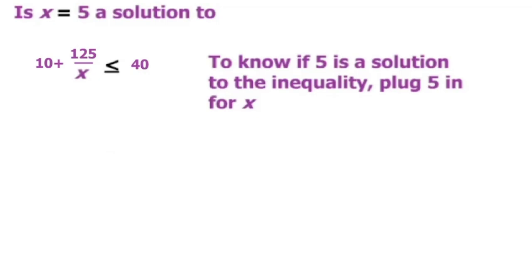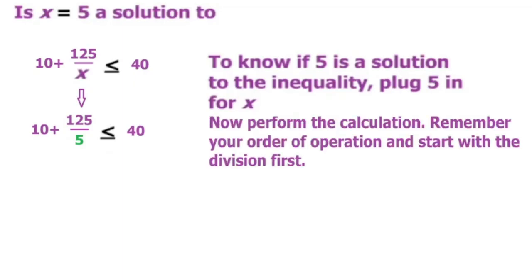To know if 5 is a solution to the inequality, plug 5 in for x. So let's see how that looks. All we did was put 5 in here in the denominator. Now it's just calculating numbers, just arithmetic. Now perform the calculation. Remember your order of operations and start with the division first. So we start with this first.